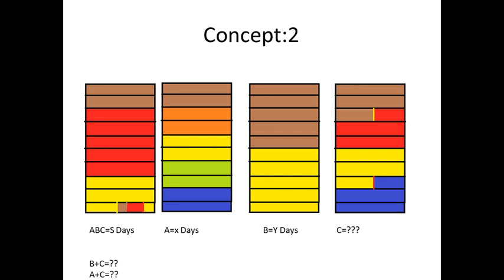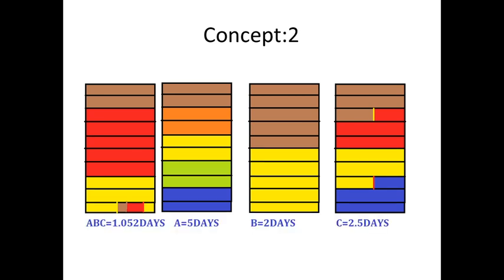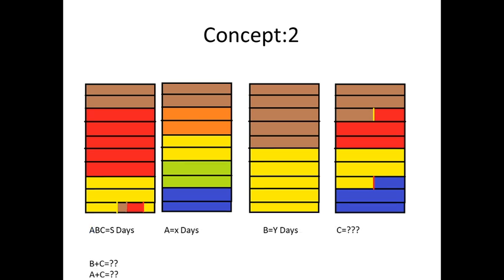So if they have given the question like A, B, C can do the work in S days. Okay. So see here, in the last video we have seen A, B, C have done the work in 1.052 days. Here they have given S days, and A has done in X days and B has done in Y days, and they are asking to find C. In how many days will C complete? Provided here they will give the values for A, B, C and A and B, and you have to provide the answer for C. How will you do it? Let us derive it.